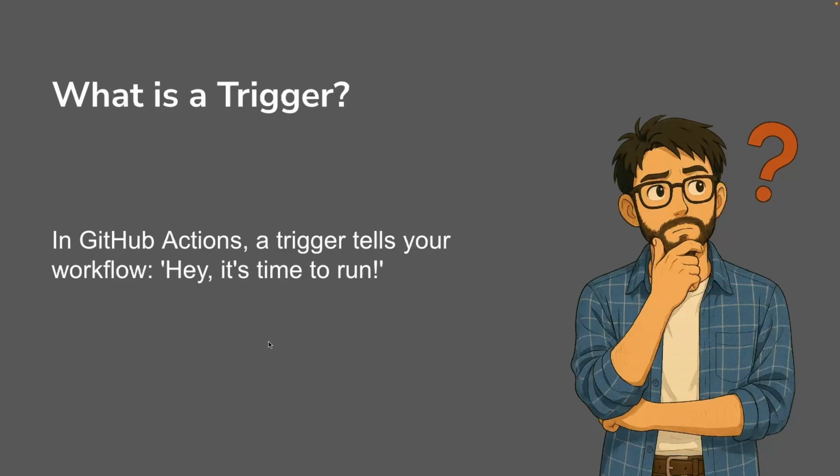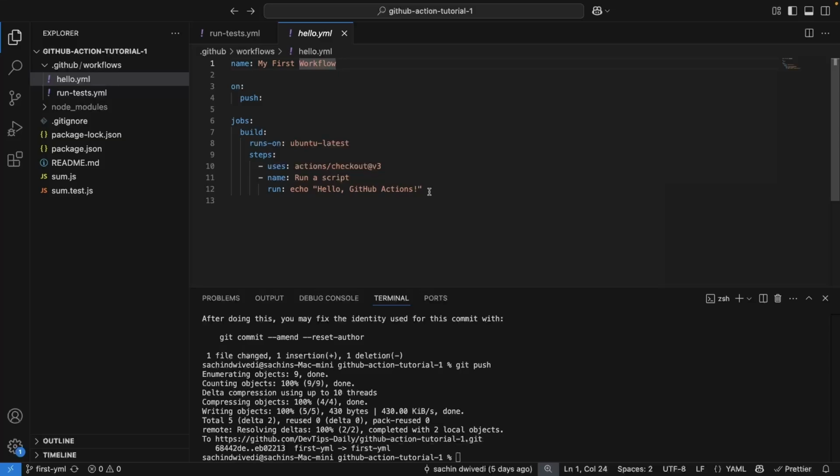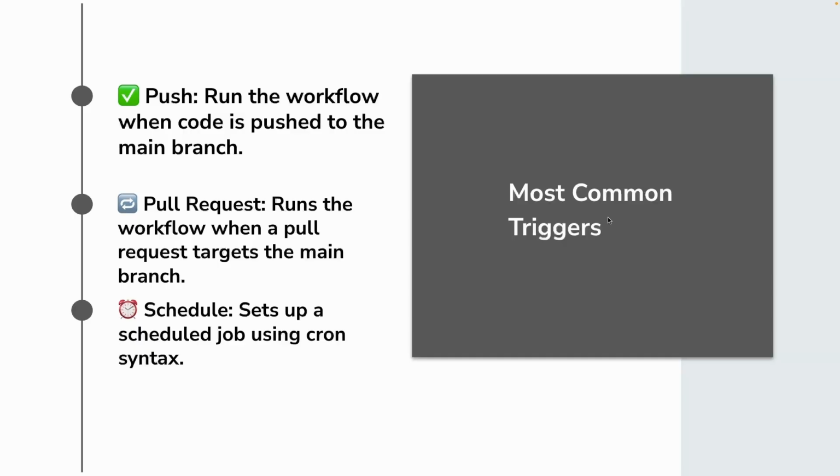So, what is a trigger? In GitHub Actions, a trigger tells your workflow, hey, it's time to run. For example, in this workflow, we are using on push. So on every push, GitHub will know that it's time to trigger this job. Let's look at the most common ones you'll probably use: on push, on pull request, and schedule jobs using cron syntax.